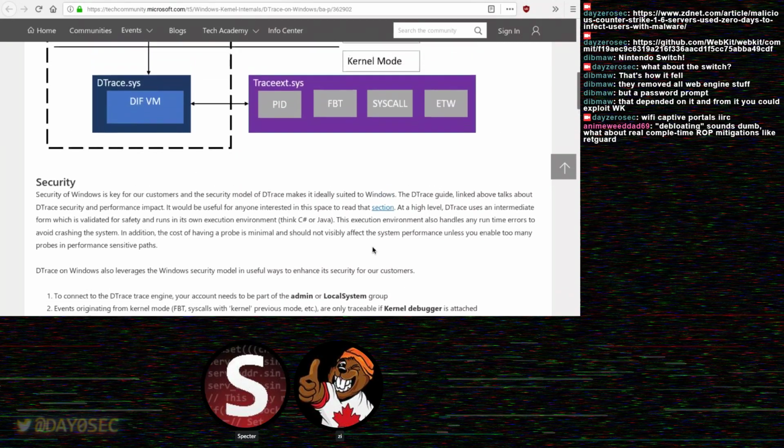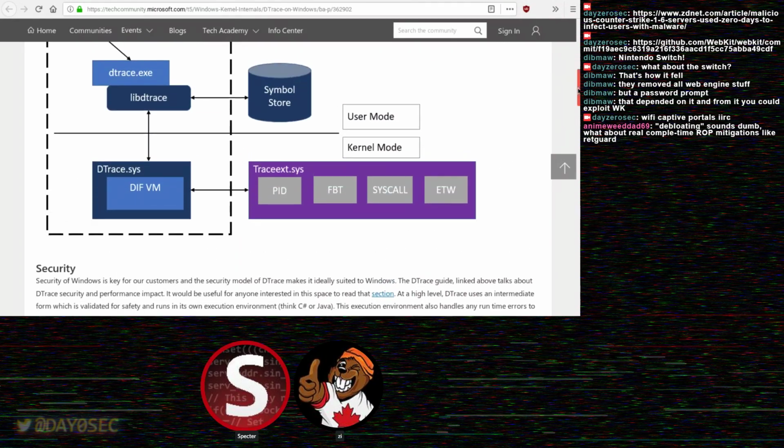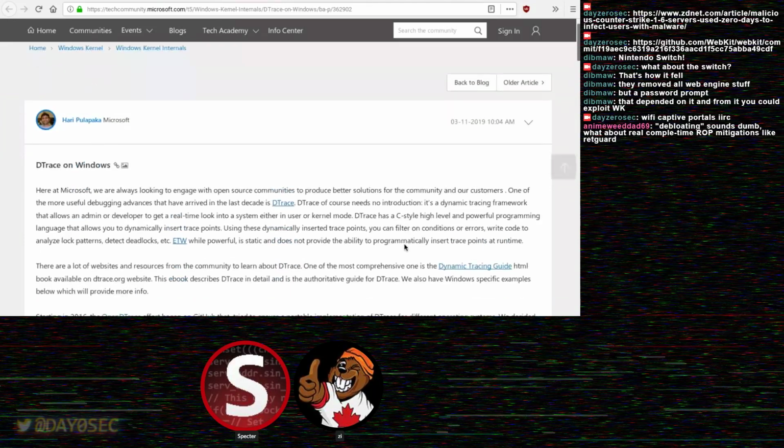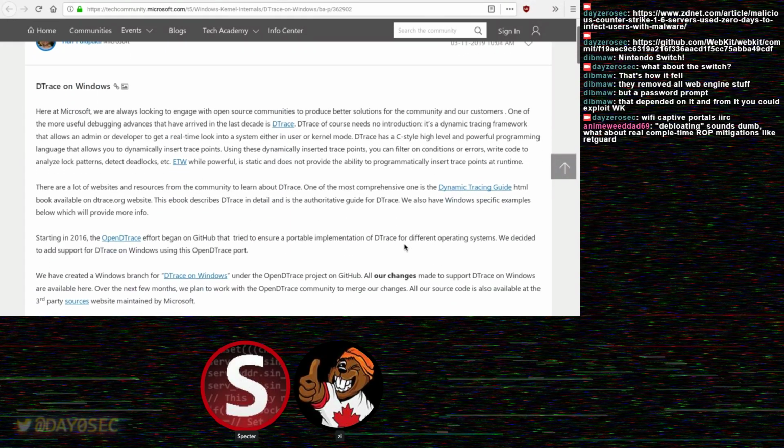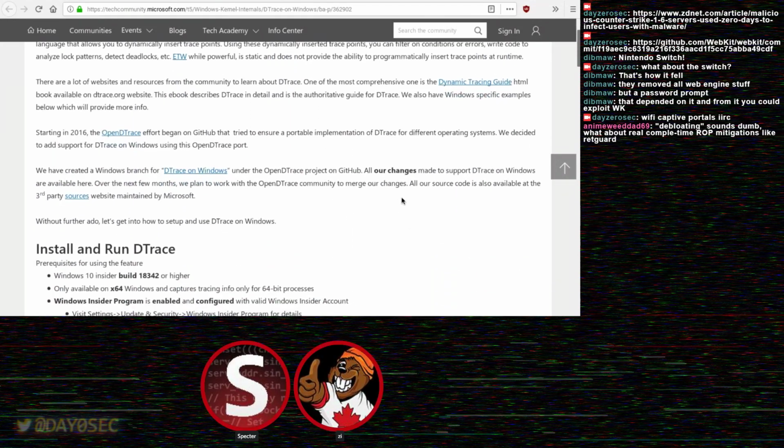Yeah, and I guess the other interesting thing is this is also open source, right? I did see that. I believe so. It mentions there the OpenDTrace project, where they've added a Windows branch, I believe, onto it. Yeah, I believe so. A Windows branch.